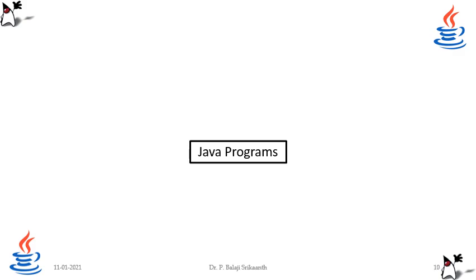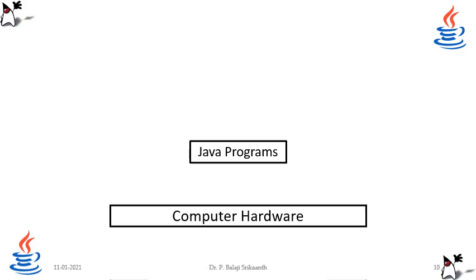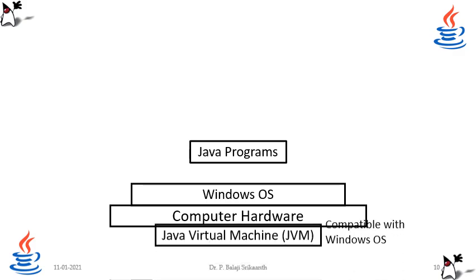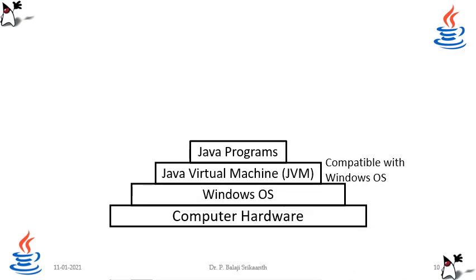Now, the Java programs remain the same. The computer hardware changes, the operating system changes. However, the Java virtual machine compatible with the Windows operating system is brought in. Therefore, the Java program is not changed or even recompiled. The compiled intermediate code called bytecodes remains the same, and the Java virtual machine which is compatible with the underlying operating system as well as the hardware takes care of it.